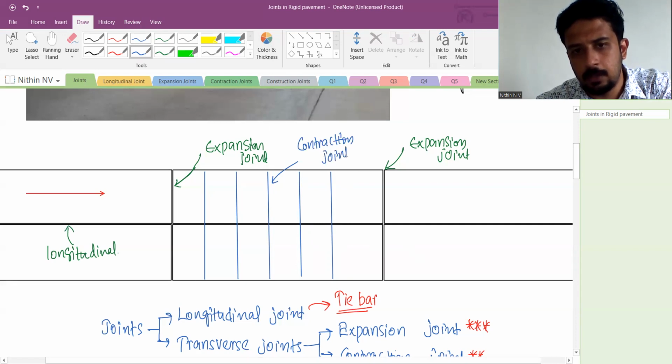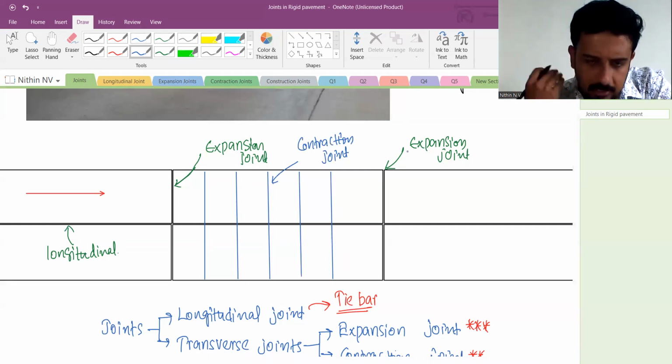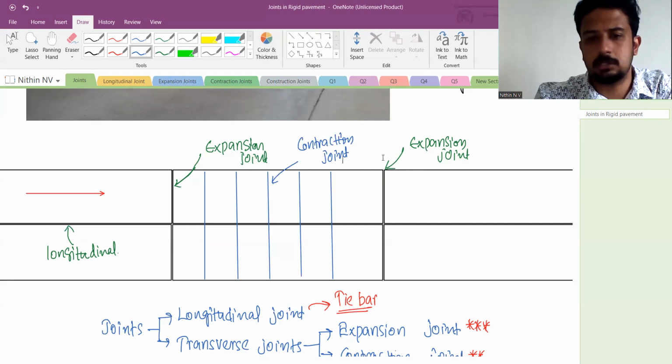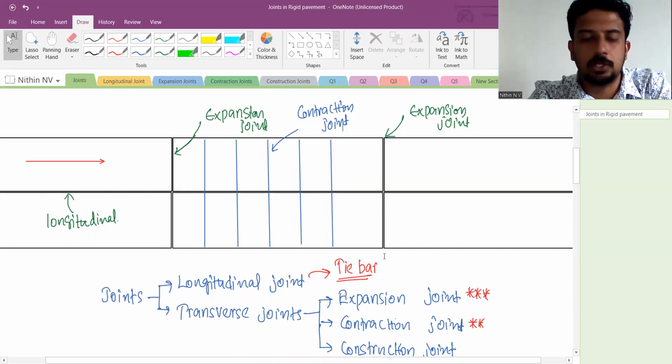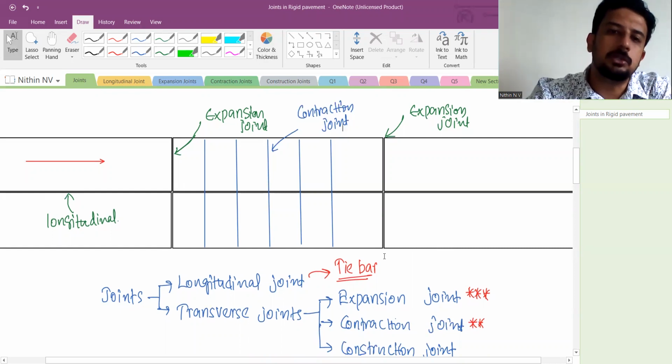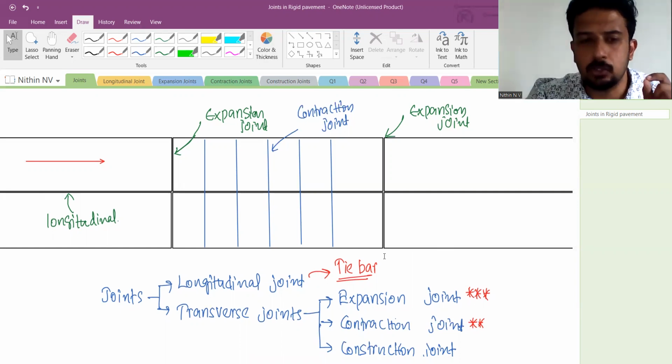Now, where is the construction joint then? Construction joint generally isn't marked on the image. That you will understand after some time when I explain the construction joint. We don't mark the construction joint here, only the longitudinal joint, expansion joints, and contraction joints we draw. So from here itself, we are getting very, very important points for 1 mark.